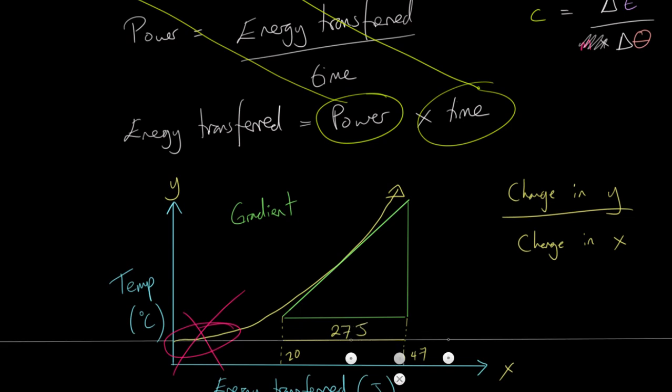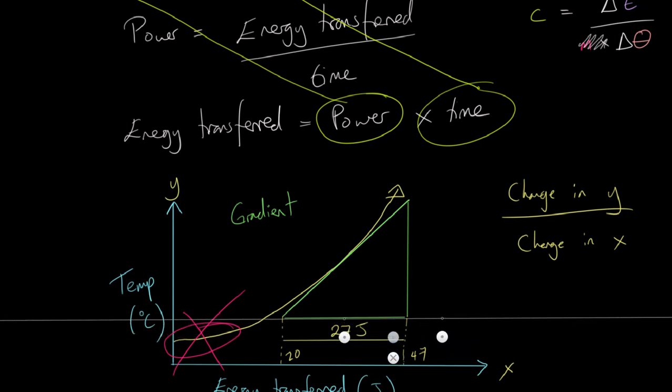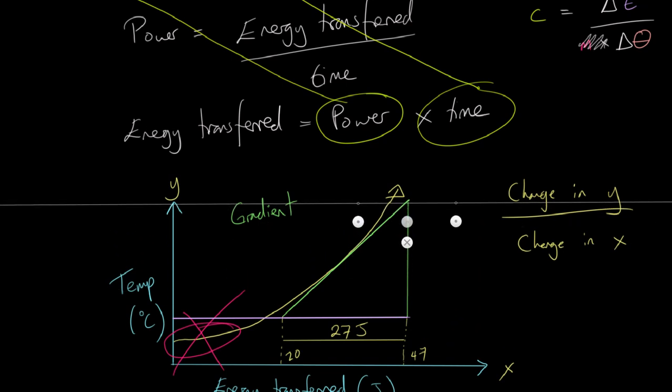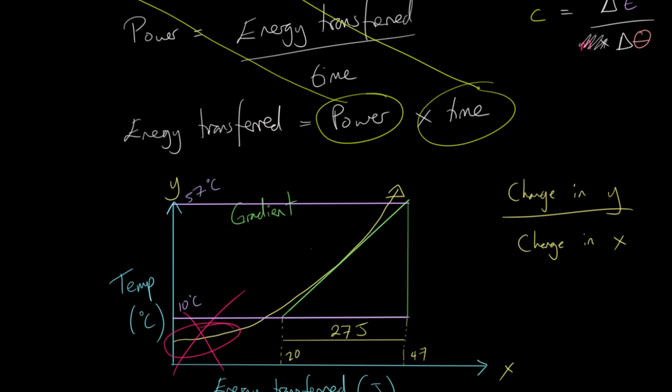And again, you do the same thing with your other line. So you read across from here to the y-axis, and you go up here, and you read across to your y-axis. Just about fit it on. Brilliant. And then you look at the difference between those two, and if that was, I don't know, 10 degrees, and that was 57 degrees, then you'd know that the difference between those two would be 47 degrees C.